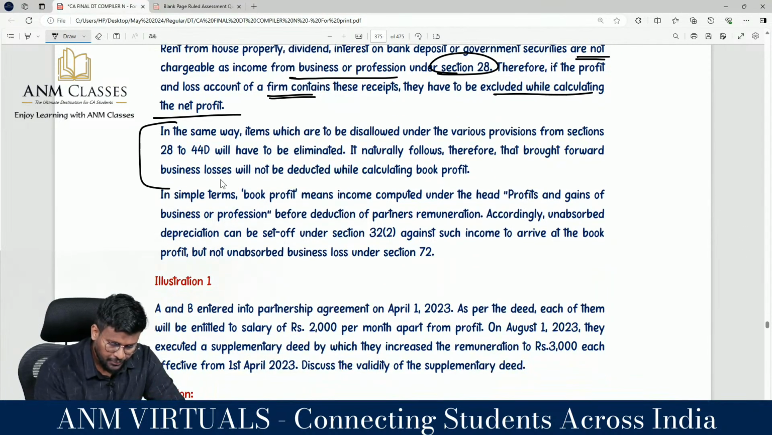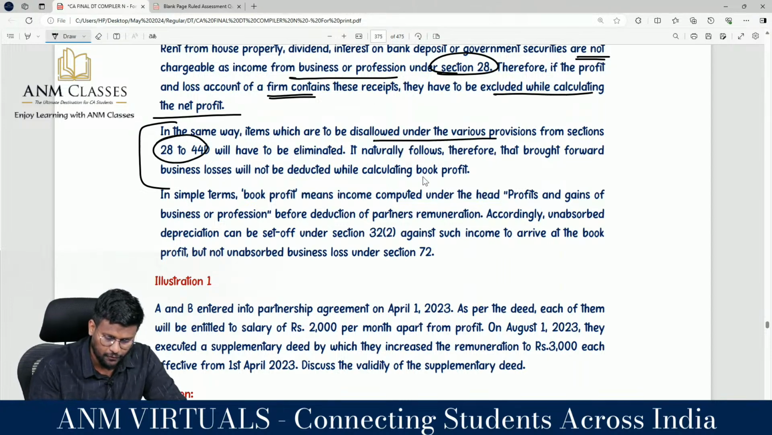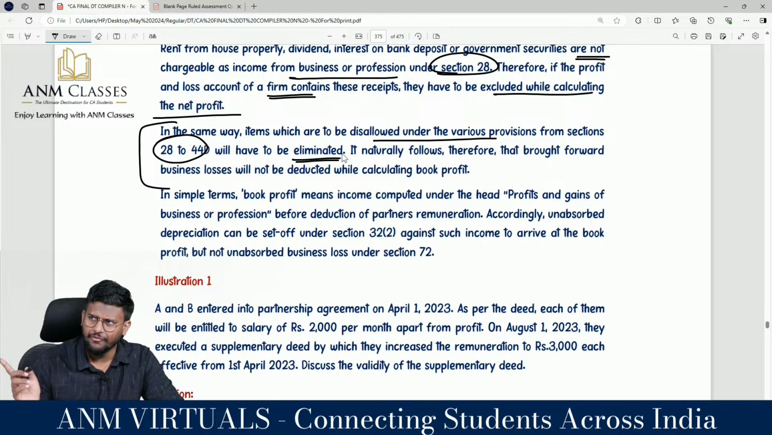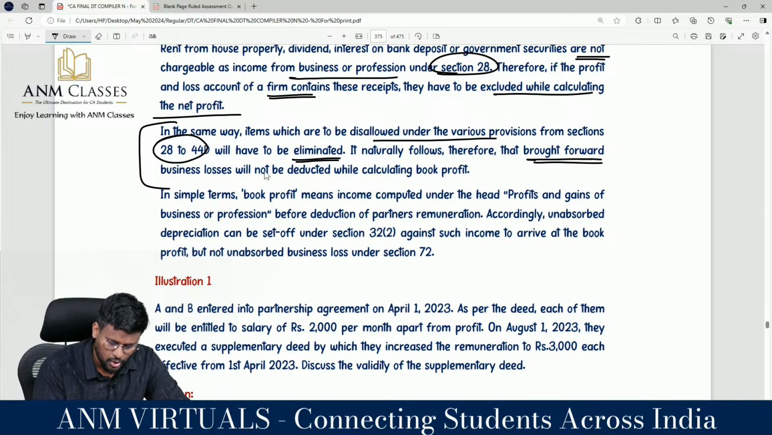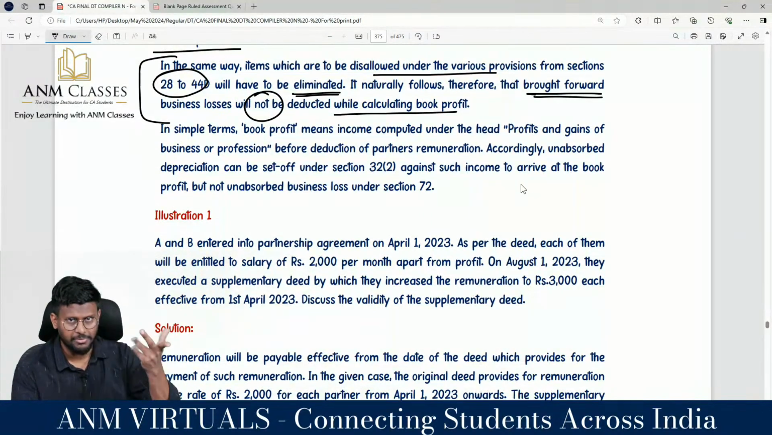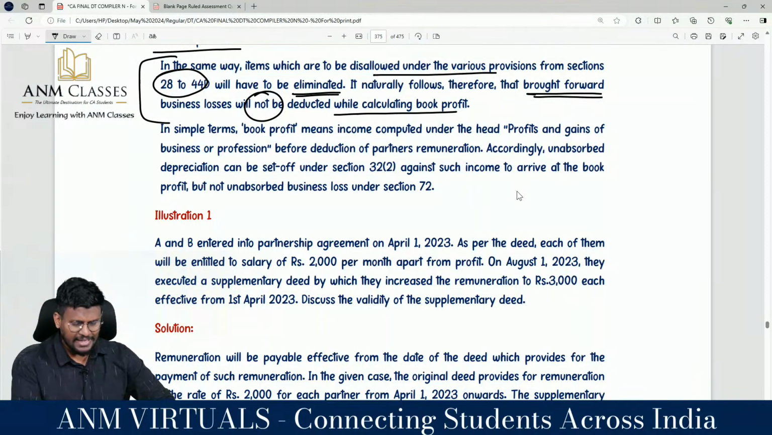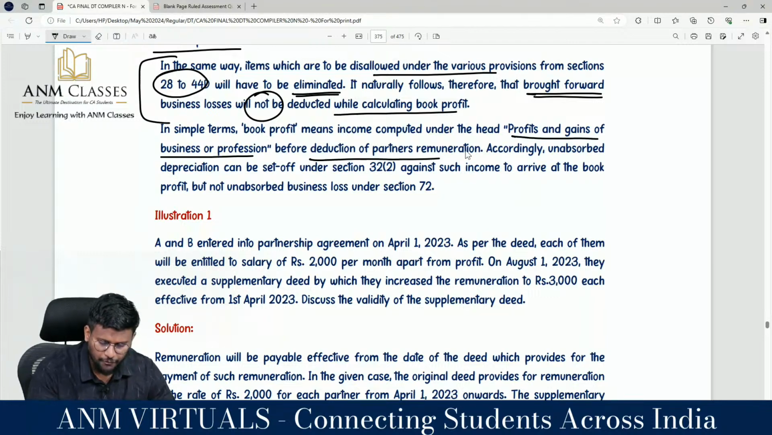In the same way, items which are to be disallowed under the various provisions from section 28 to 44D will have to be eliminated. If any related party transaction, cash payment exceeding 10,000, if these items have been debited to P&L account, they should be added back. It naturally follows therefore that brought forward business loss will not be deducted while computing book profit. Brought forward business loss we will not reduce. In simple terms, book profit means income computed under the head PGBP before deduction of partners' remuneration.